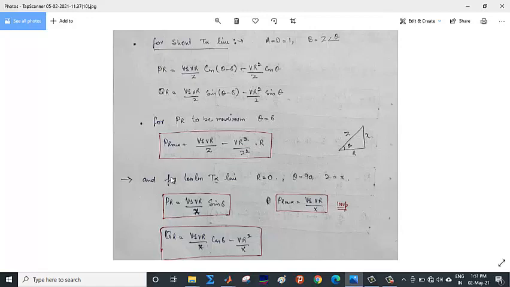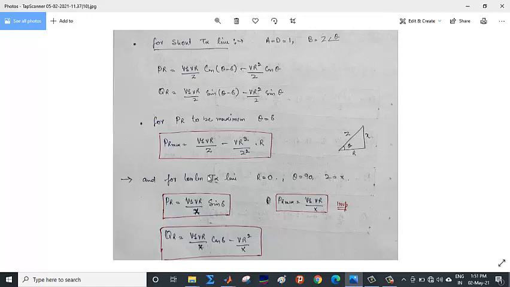So for practical transmission line, or we can say lossless transmission line, R is equal to 0. When R is equal to 0, you can see that this Z is equal to X, they will be coincident, and theta will be equal to 90 degrees. This is equal to cos of 90 minus delta, it will be equal to sine delta, and this term will be equal to 0. So PR will be equal to VSVR by X sine of delta.